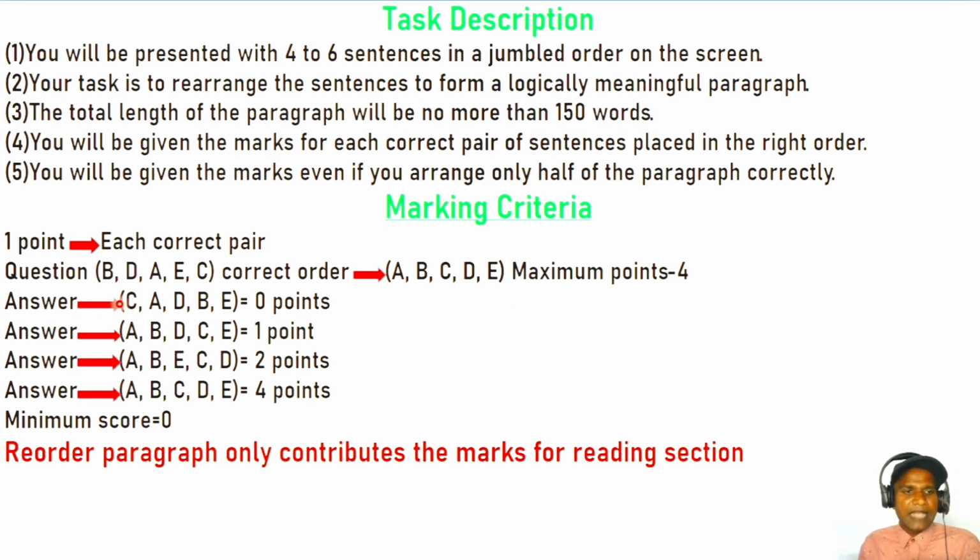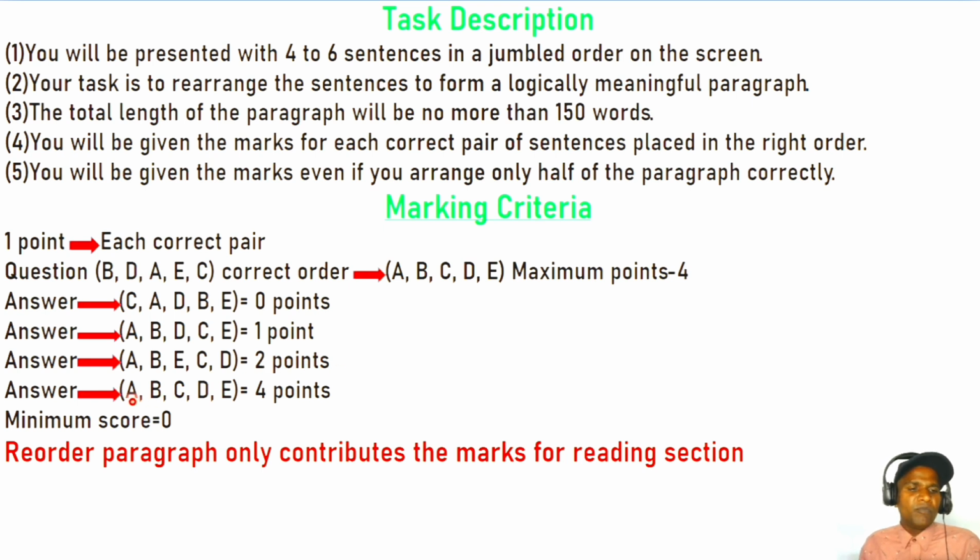But if you don't match any correct pair, suppose you match CA, AD, DB, BE, but the correct pairs are AB, BC, CD, DE, and you haven't matched any correct pair here, so you will be given 0 points. Similarly, if you match AB, but you don't match the other pairs, then you will be given 1 point. Similarly, if you match AB, BE, but you don't match the other pairs, then you will be given 2 points.